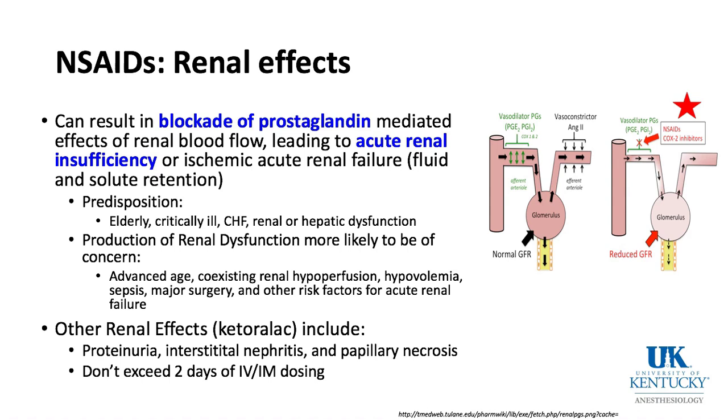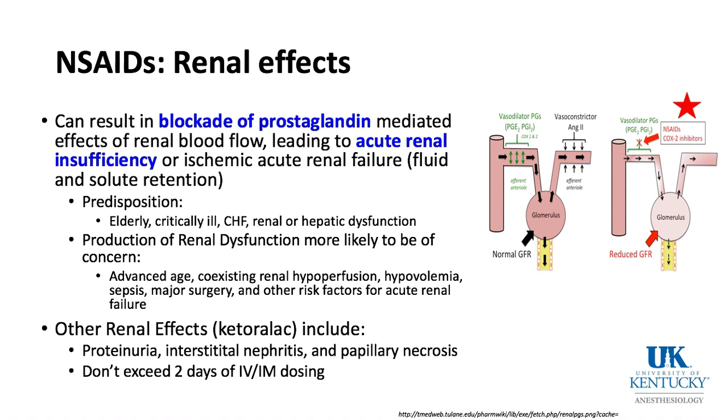So blockade of prostaglandin-mediated effects on renal blood flow, leading to acute renal insufficiency or even ischemic acute renal failure with retention of fluids and retention of solutes, can be a problem with NSAIDs. The elderly, critically ill, and patients with heart failure, bad kidneys or liver are especially at risk. Production of renal dysfunction with NSAIDs is more likely in people that are really old, if their kidneys are already not working so well, they're hypovolemic, they're septic, undergoing major surgery, or have other risk factors for acute renal failure, and therefore NSAIDs are avoided in those patients.